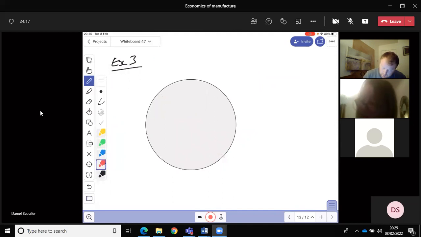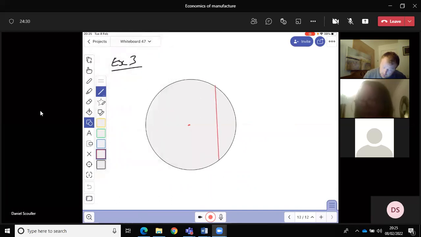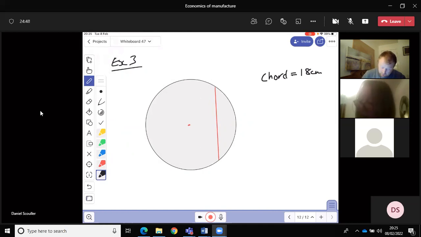Okay, circle, centre's there. Okay, where's the chord wanting to be? Let's put the chord at the side, like so. Okay, the chord length is 18 centimetres. So from outside edge to outside edge, 18 centimetres.